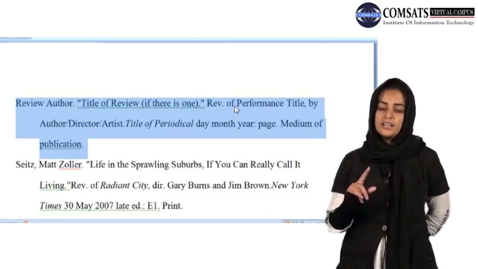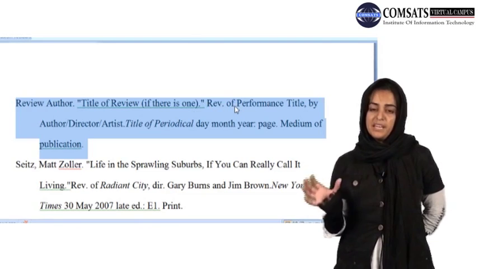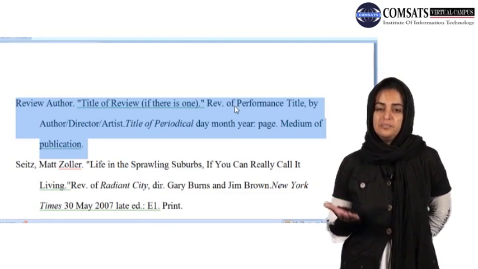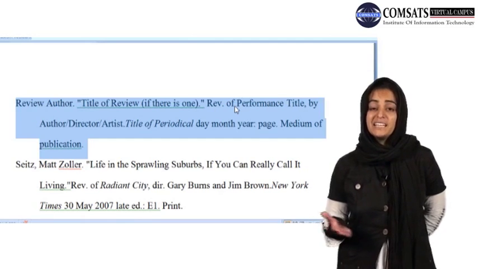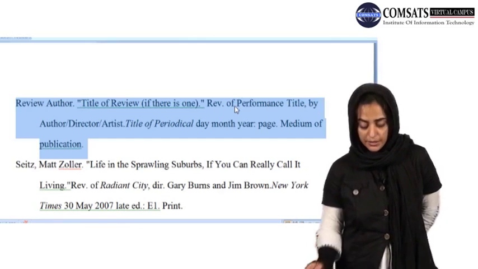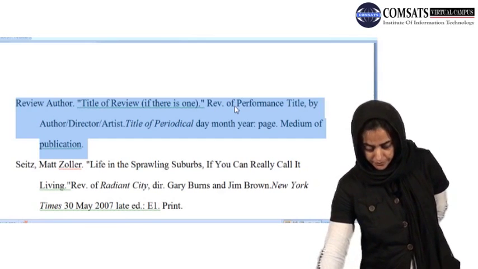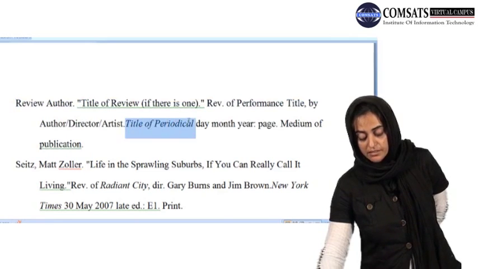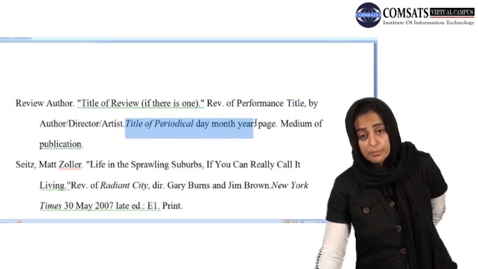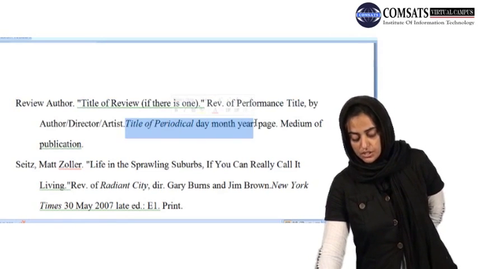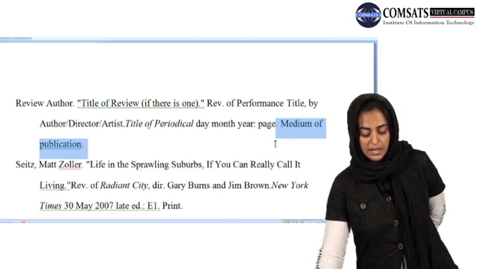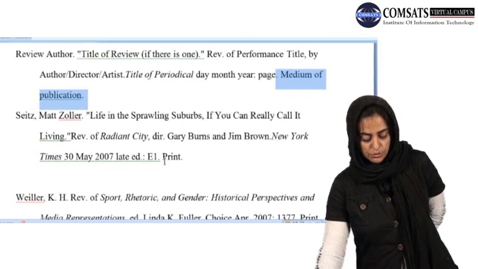You will write the abbreviation Rev of the main title: the main article, the main play, the main title of the book, or the main title of the poem over here. Then the title of the periodical, then the day, month, and year in which that review appeared. Then the page number, and then the medium of publication. Have a look on the screen, dear students. Now we will move to the real example.